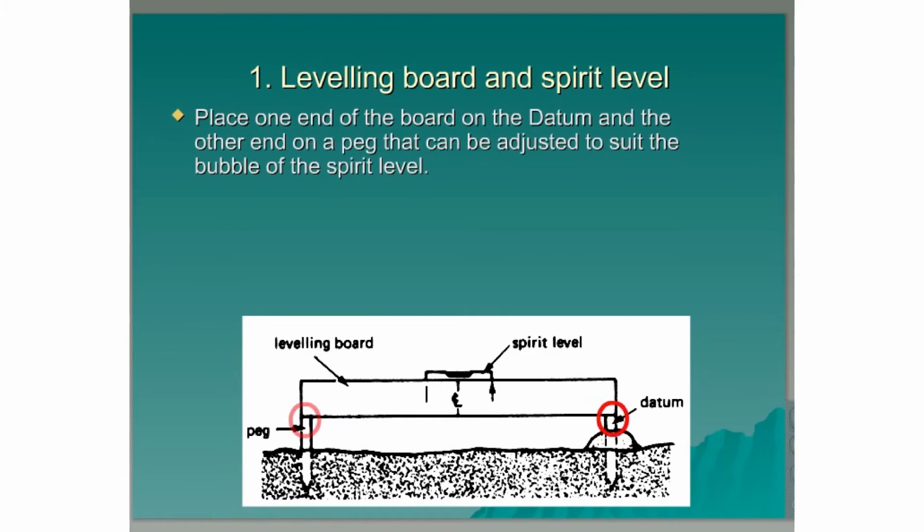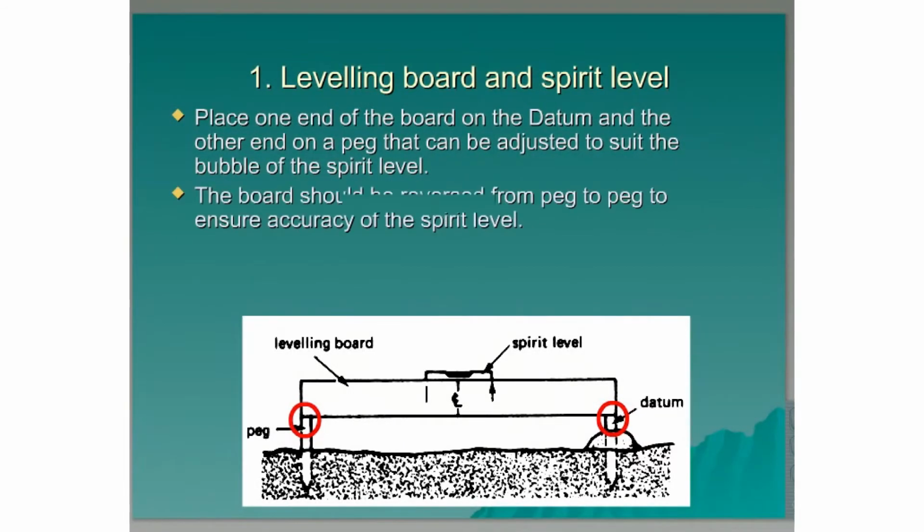Place one end of the board on the datum and the other end on a peg that can be adjusted to suit the bubble of the spirit level. The board should be reversed from peg to peg to ensure accuracy of the spirit level. So the reason we reverse the board and the spirit level is that if there are any inaccuracies in the board or the spirit level, then they will cancel each other out each time we reverse it.